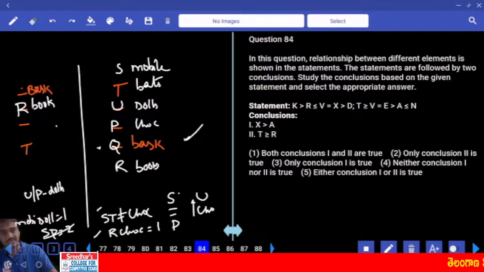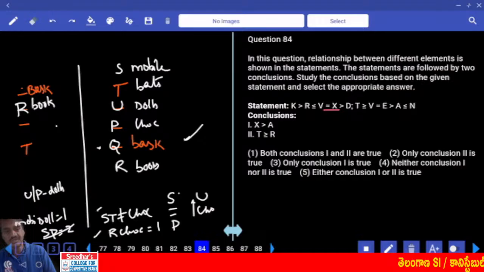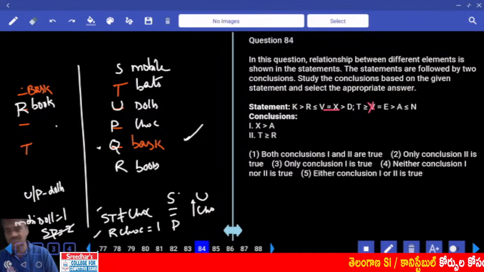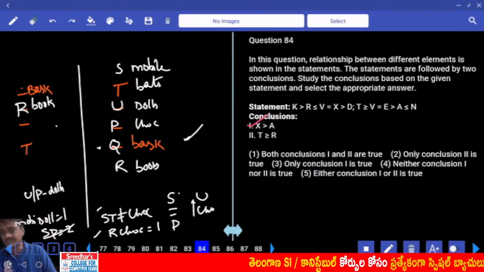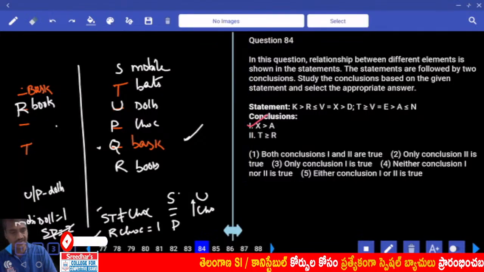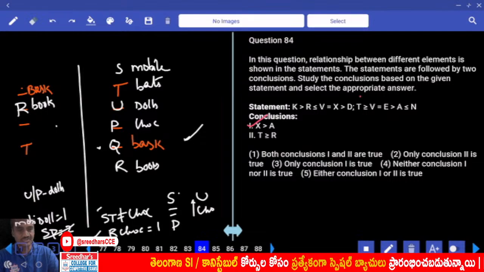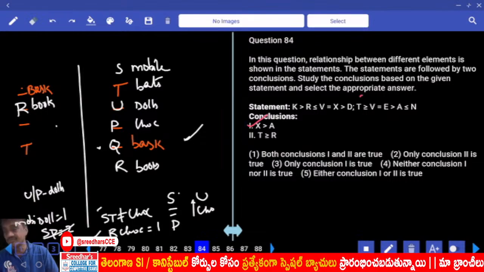Now if you observe here, V and X are one and the same. Hence in the place of V, we can write it as X. Now X to A, X greater than A, definitely true or not? Then the second one. What is the second conclusion we have? T and R. R is here, T is here. Which element is common? V is common.